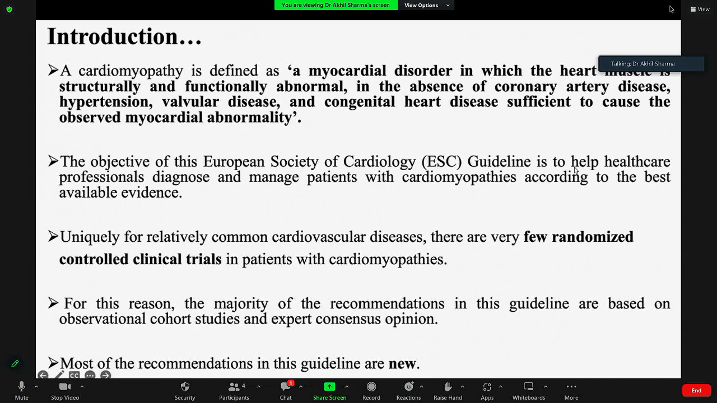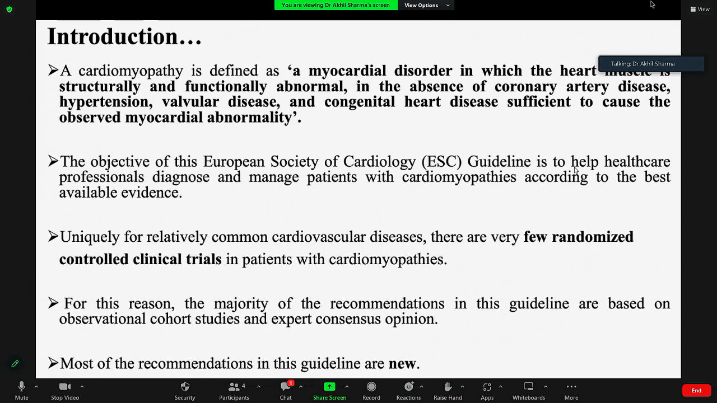I will start with the introduction. As you all know, cardiomyopathy is defined as a myocardial disorder in which the heart muscle is structurally or functionally abnormal, without the presence of any other significant explanation. The ESC is giving these guidelines to help healthcare professionals with evidence-based management. Now the ESC is trying to ensure that most cardiologists or physicians should manage these patients. These patients should not be reserved for specific cardiomyopathy centers. So now the approach is changing, and most physicians should treat these patients.